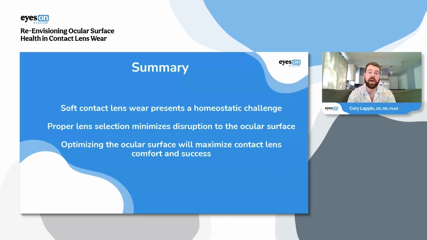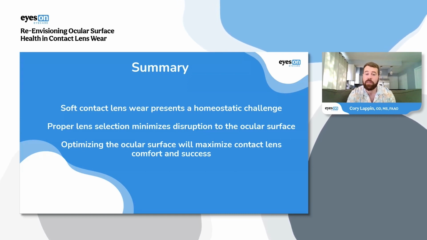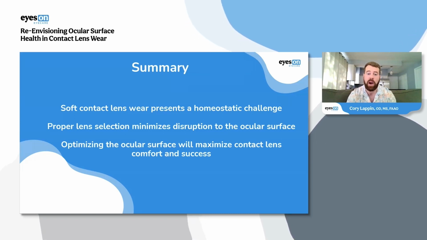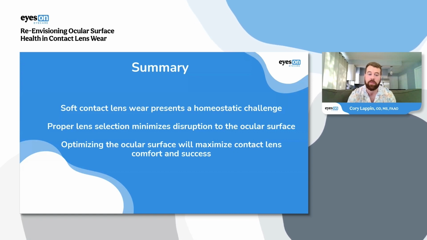So I know we've covered a ton of information here, but all this can basically be distilled into a few points. And the first is that soft contact lens wear is going to present a particular homeostatic challenge. But we can basically help minimize this disruption to homeostasis by choosing the proper lens and optimizing the ocular surface. And that's going to help us maximize contact lens related comfort and success.